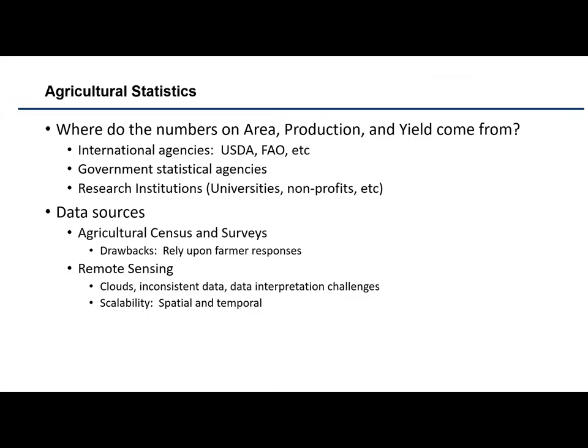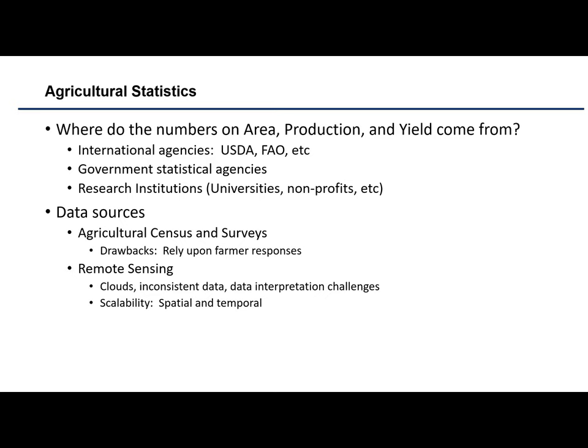So our group is focused on estimating area, production, and yield. And that data comes from international agencies like USDA and the FAO, the Food and Agricultural Organization. We also get numbers from government statistics, as I've mentioned, and research institutions and private companies get involved in making these estimates as well.